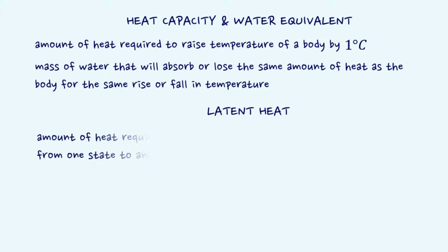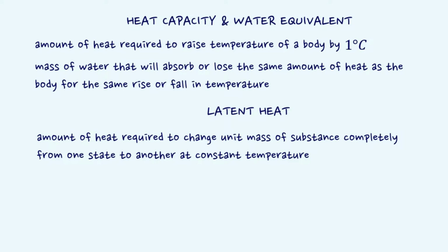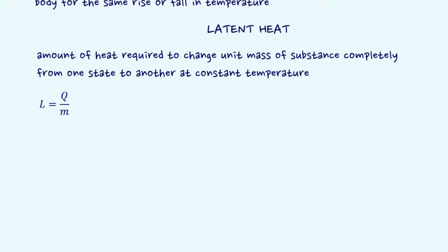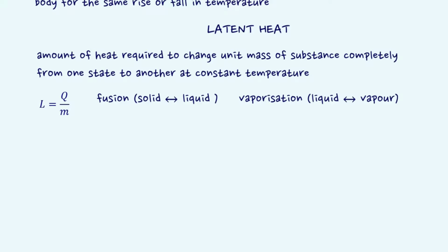In general, latent heat is the amount of heat required to change the unit mass of a substance completely from one state to another at constant temperature. That is, L equals Q by M. Latent heat can be for the change in state from solid to liquid, and it is known as latent heat for fusion. Again, latent heat can be for the change in state from liquid to vapor, and it is known as latent heat for vaporization.